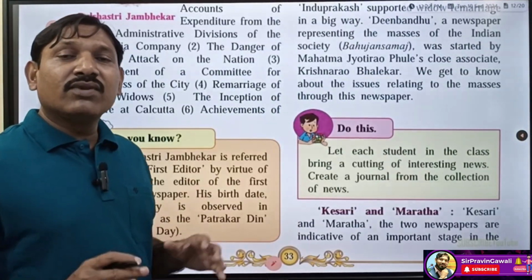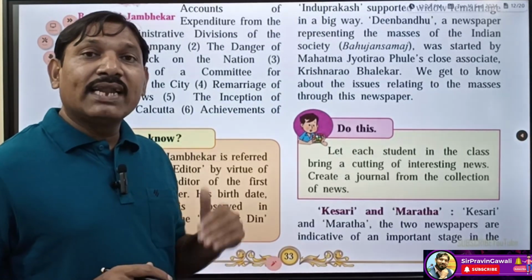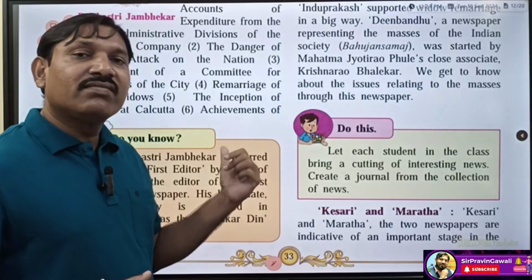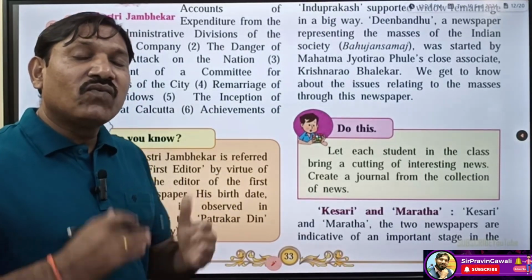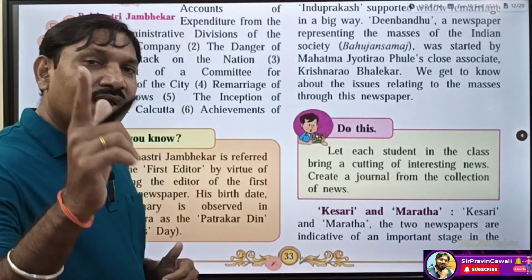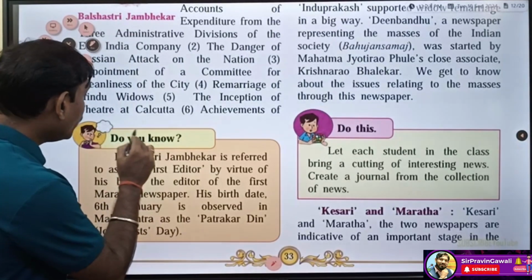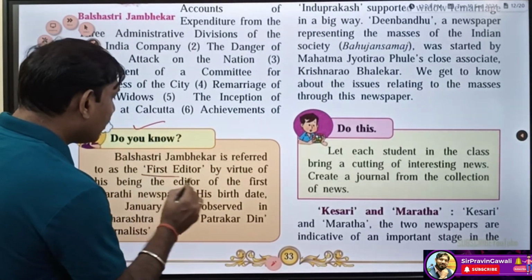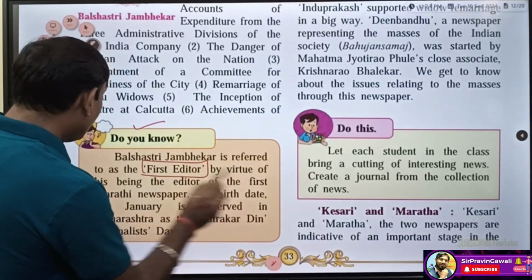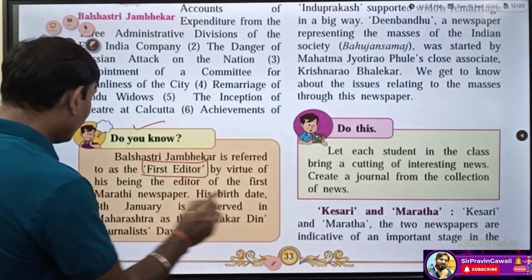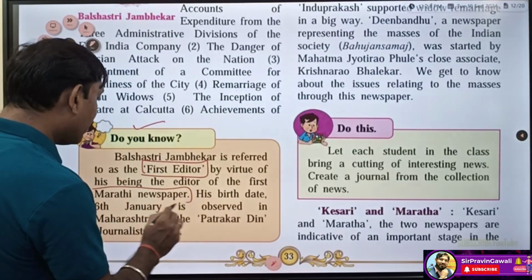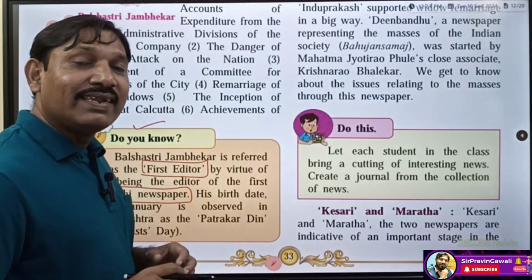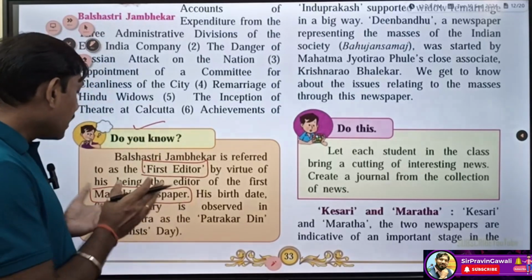See students, this lesson we are going to learn in more than one part, so there will be more than one video of this chapter. Before winding up this part, one very important thing we are going to learn: do you know Bal Shastri Jambekar is referred to as the first editor by virtue of his being the editor of the first Marathi newspaper. So Bal Shastri Jambekar was the first editor-in-chief of a Marathi newspaper.